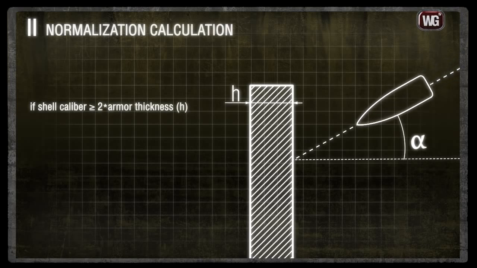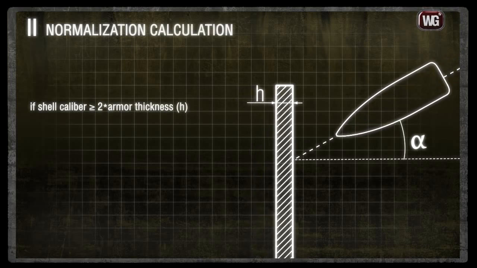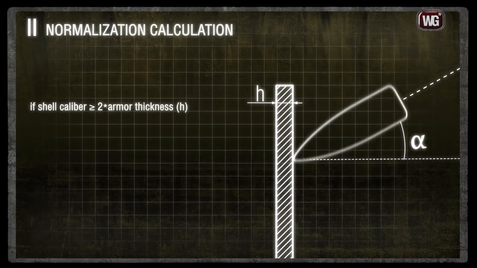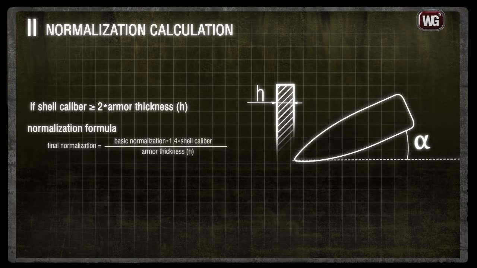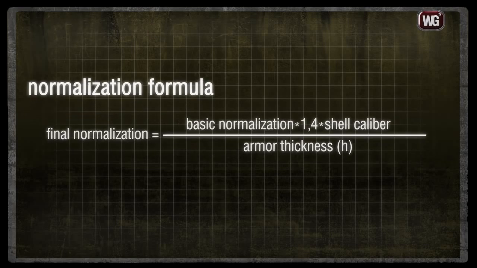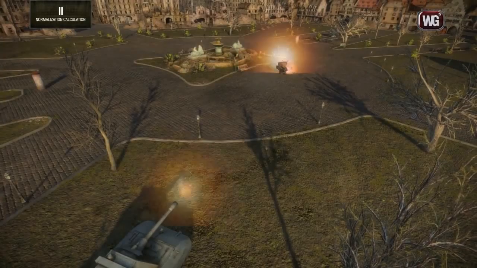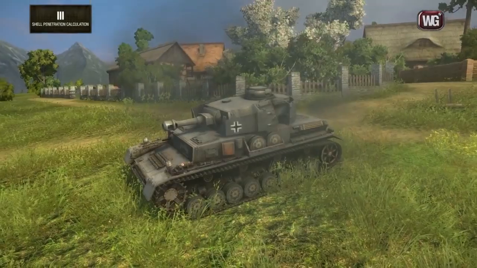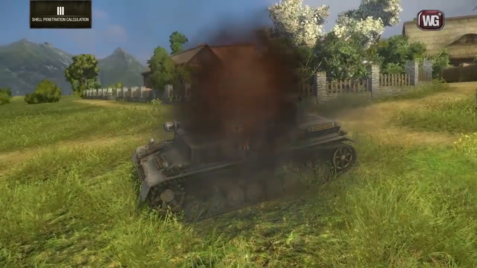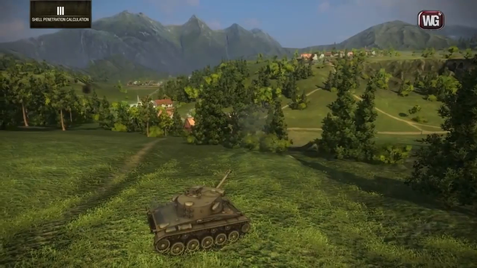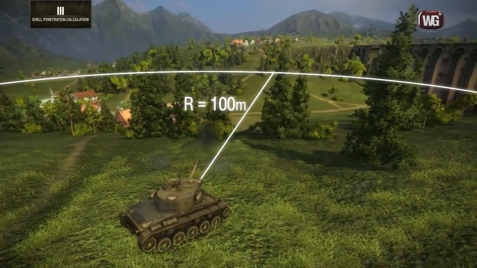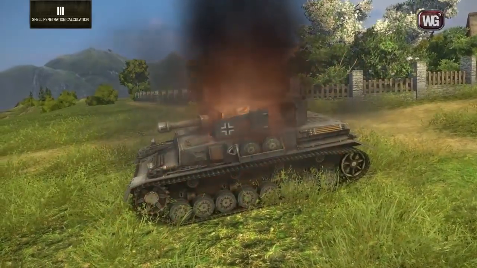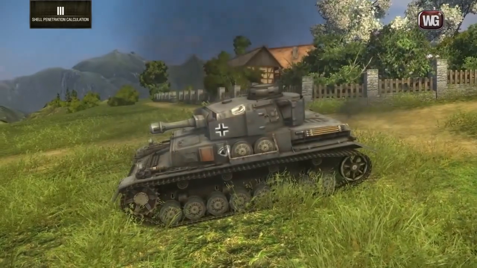The second step. If the shell didn't ricochet and its caliber exceeds the armor thickness by more than 2 times, then the normalization value is increased for AP and sabot shells in proportion to the ratio of shell caliber to armor thickness according to the following formula. As you see, if a shell is of much greater size, it will penetrate the armor easier. The third step. At this stage, the penetration potential value of the shell is calculated. This depends on firing distance. Shooting from more than 100 meters away decreases the shell's penetration, and also on the random 25% fluctuation value.